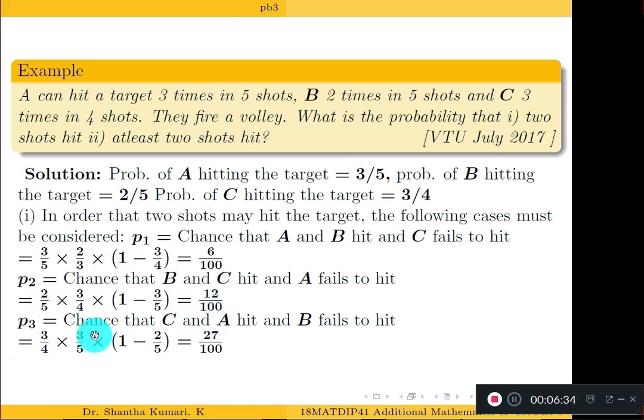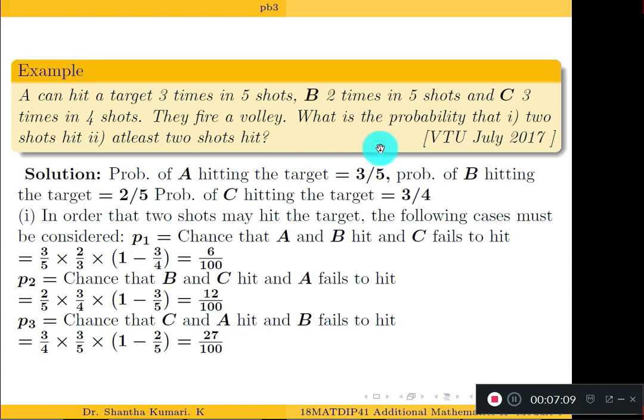P3 means chance that C and A hit the target, but B fails to hit. For C, what is the probability? 3 by 4. And for A, what is the probability? 3 by 5. Not B. Not B means 1 minus 2 by 5. Multiply and check it. You may get the answer in decimals. If you get 0.27, it is taken as 27%. That means 27 by 100. You can also write in terms of decimals. This will be 0.06, this will be 0.12, and this will be 0.27.